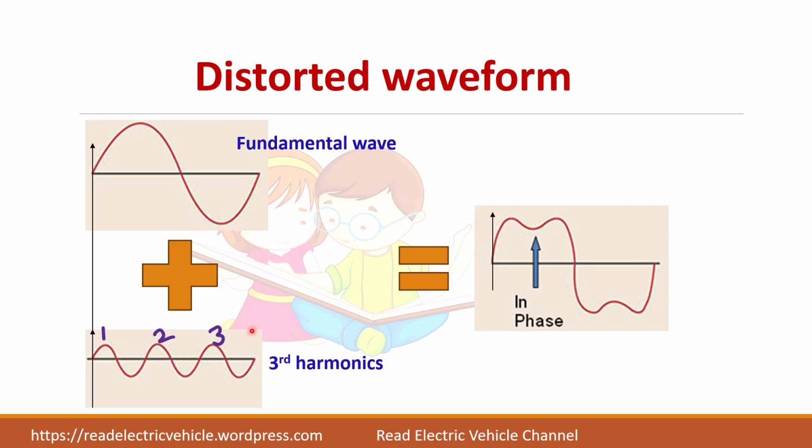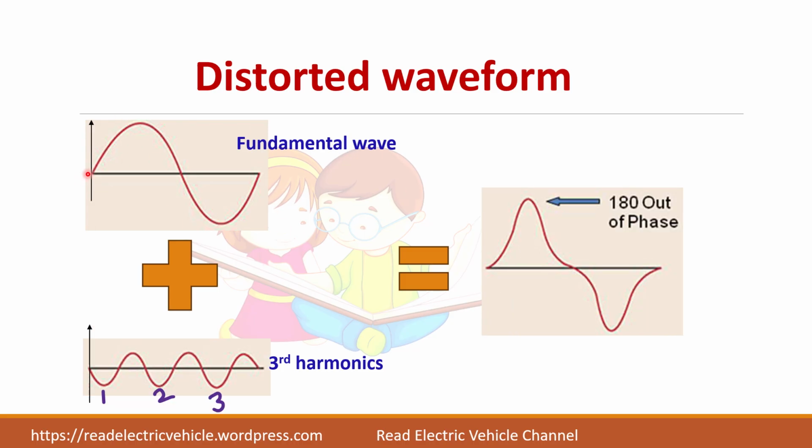In this case, the third order harmonic is in phase with the fundamental component. Now, instead of adding the third order harmonic in phase, if I invert it, that is, 180 degrees out of phase, and add it, you may get a waveform like this. So it depends upon what type of harmonics. If I add a fifth order harmonic, the waveform is going to be different. Depending upon the harmonic components present in the waveform, the distorted waveform shape will differ.